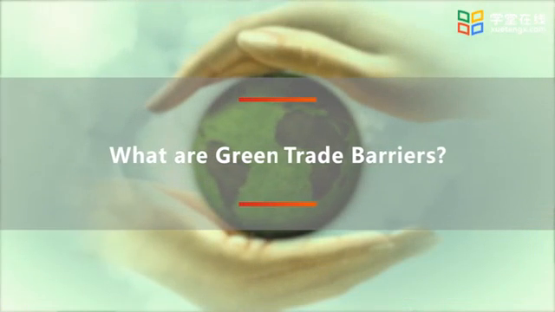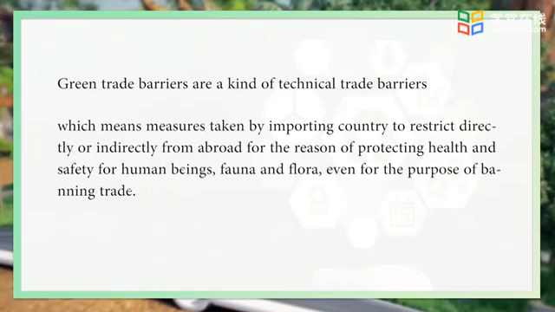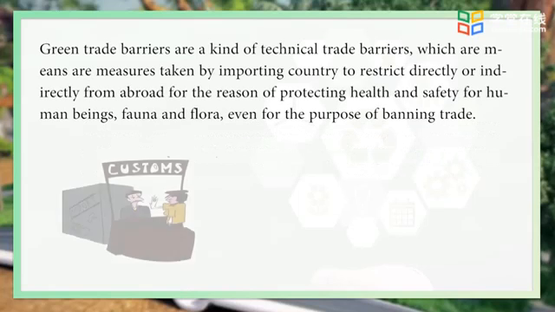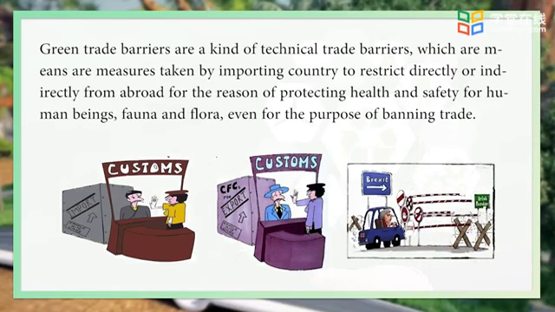What are green trade barriers? Green trade barriers are a kind of technical trade barrier, which means measures taken by an importing country to restrict imports directly or indirectly from abroad for the reason of protecting the health and safety of human beings, fauna and flora. Even for the purpose of banning trade, green trade barriers improve the quality of China's agricultural products, develop green agriculture, open up new markets for agricultural product exports, and give full play to the role of national agricultural export trade associations to deal with the impact of green trade barriers on the international economy and trade of agricultural products.